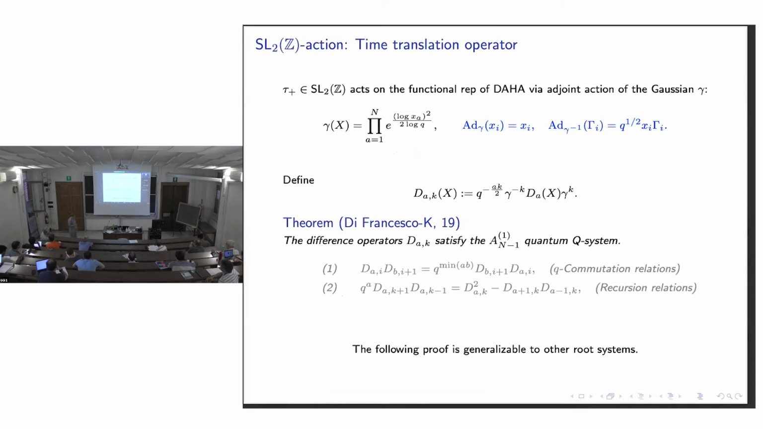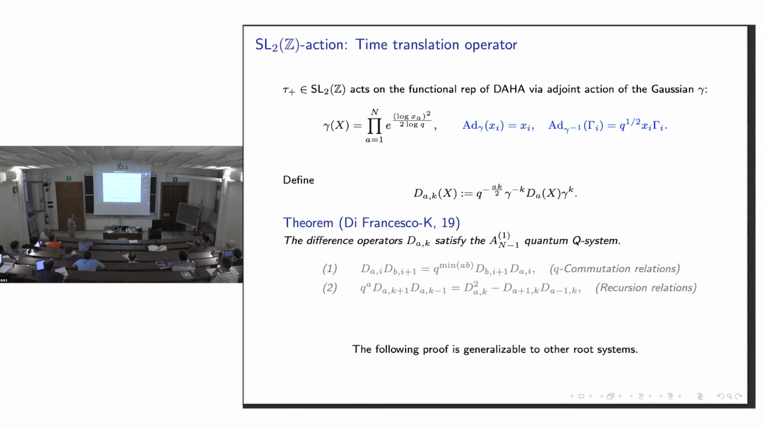Okay, and then there's this other beautiful fact about the DAHA. The DAHA has an SL2Z symmetry. And how it acts on the polynomial representation is by an adjoint action of a quantum dilogarithm that looks like this. You don't have to know what this is. You just have to know that if you act on x, it doesn't do anything.